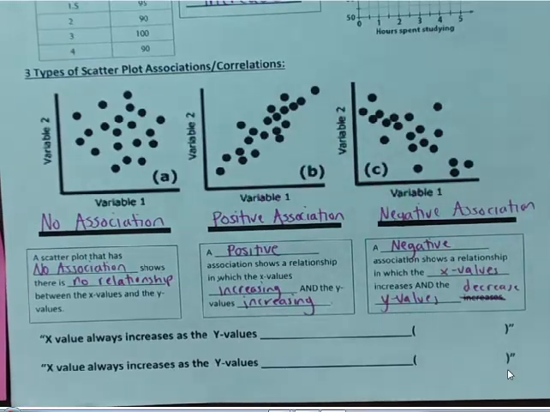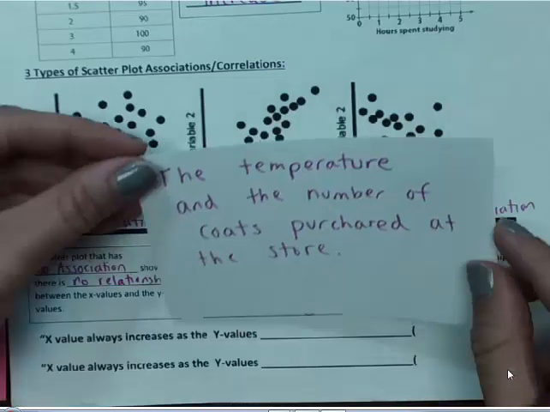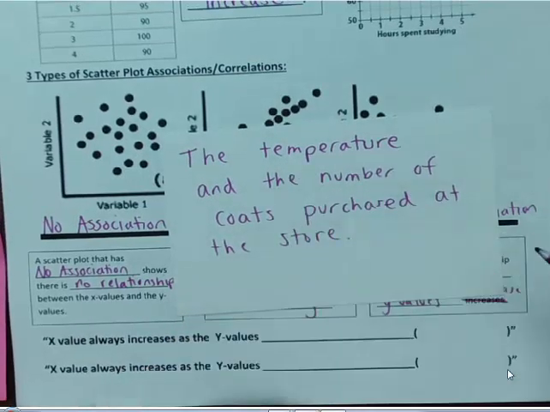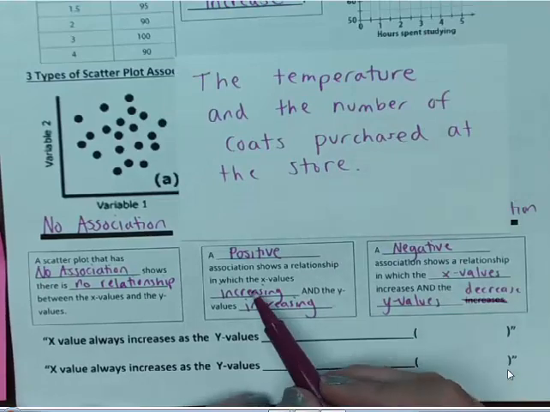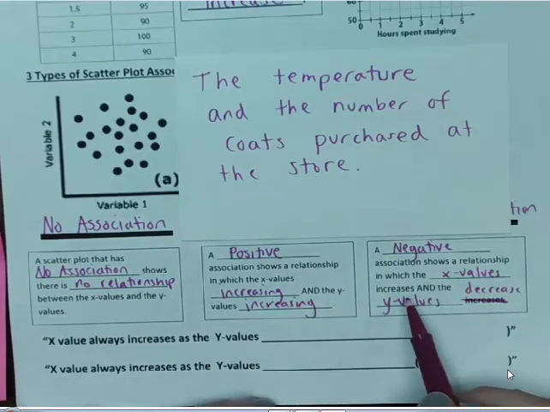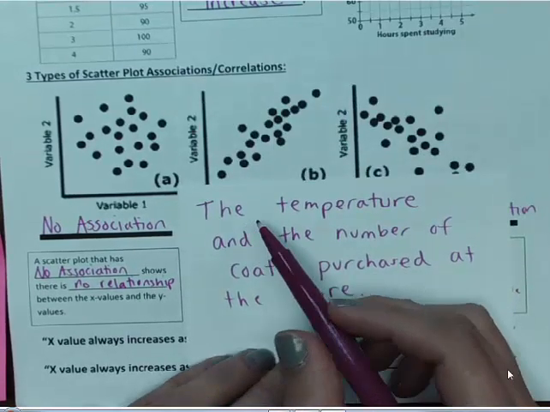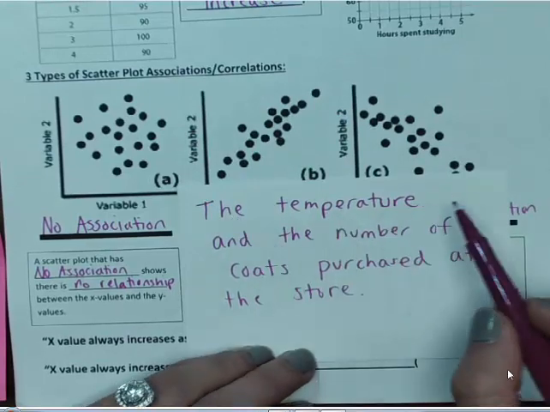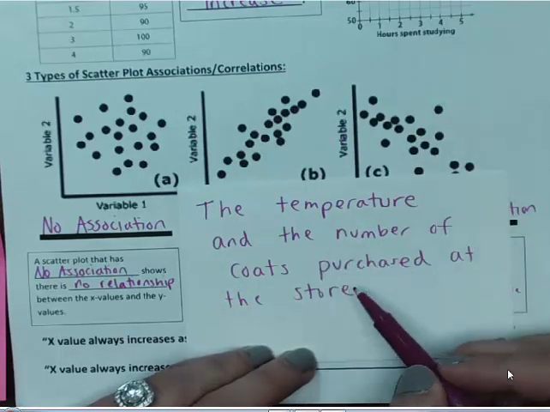Okay, so another example with two sets of data that would describe a negative association would look like this: the temperature outside and the number of coats purchased at the store. Now notice, in each of these, the x values always increase. So this first one's always going to be my x value. If the temperature increases, what's going to happen to the number of coats purchased at the store?